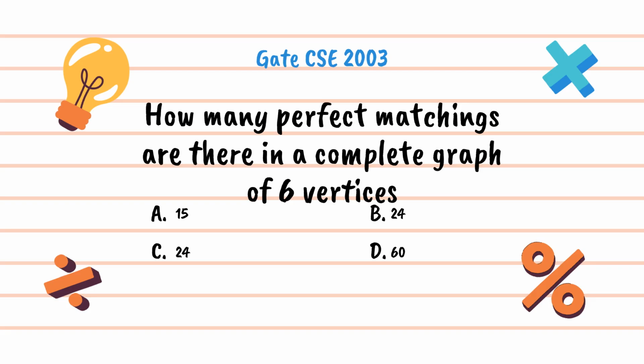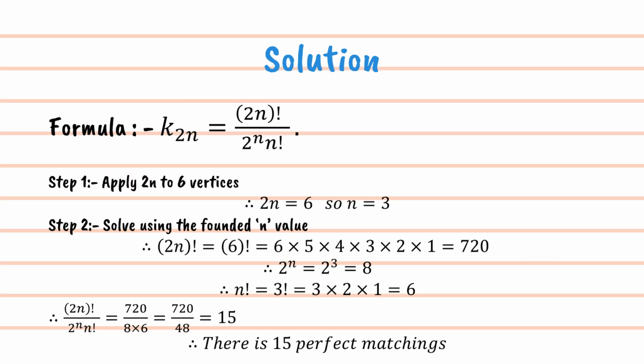Our first PYQ is from GATE CSE 2003. How many perfect matchings are there in a complete graph of 6 vertices? The options are 15, 24, 36, and 60. Using the same formula, the number of perfect matchings in a complete graph of 6 vertices is 15.